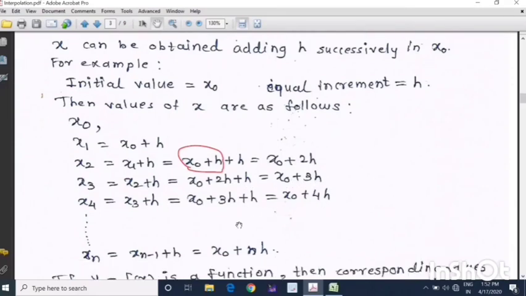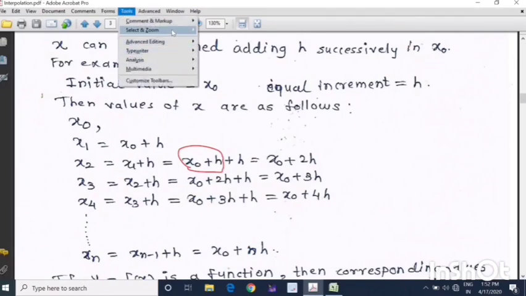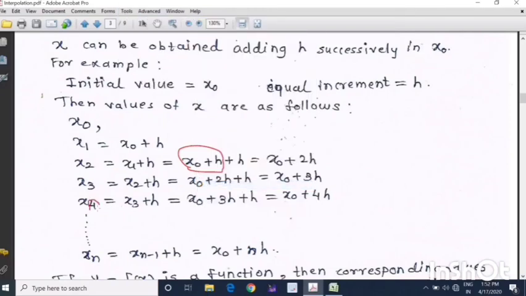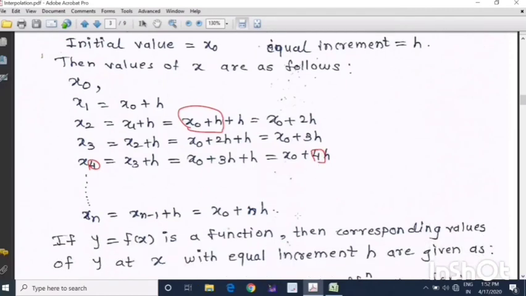Similarly x4. So if you observe here all the values of x, then whatever suffix is there, now look at here x4. Suffix is 4. Then here multiple of h is also 4. So in general, when we generalize it, here it is 4 and multiple of h is also 4. So as a generalization, when we have to find value of xn, then directly we can write down it is x0 plus nh. No need to find all the values.